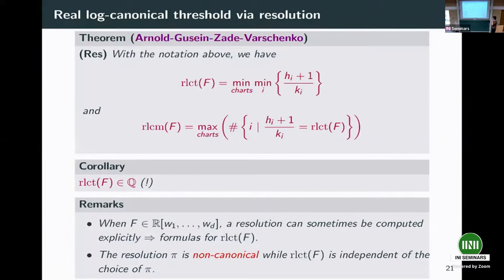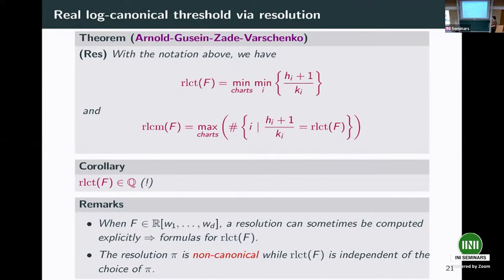Introducing a resolution also gives you a more algebraic geometric interpretation of the real log canonical threshold in terms of the combinatorics of the resolution. Namely, it's the minimum over all charts and local coordinates of (h_i + 1) over k_i. Sorry, k_i were the exponents of the function and h_i are the exponents of the Jacobian, which you can think of in algebraic geometry terms as log discrepancy. And the real log canonical multiplicity has to do with the number of times this minimum is attained.